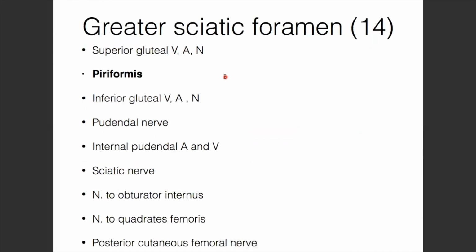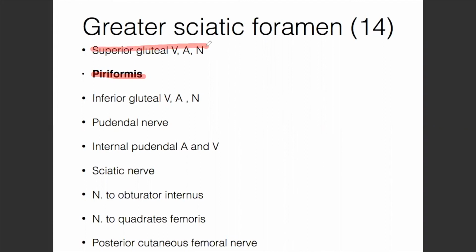So the greater sciatic foramen has a lot of contents, and we divide them further into contents above the piriformis muscle and contents below the piriformis muscle. The first content we'll mention is the piriformis muscle itself, and then contents above and contents below. The contents above the piriformis muscle are the superior gluteal vein, artery, and nerve, while everything else is below it.